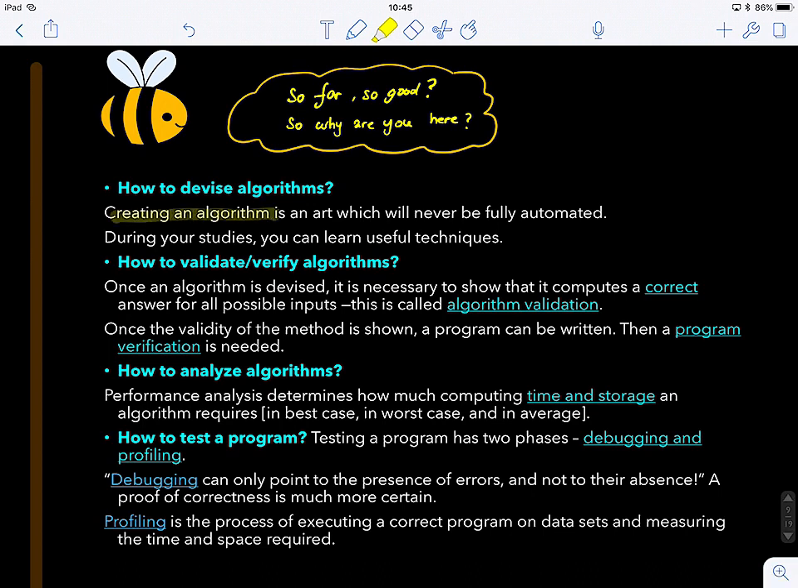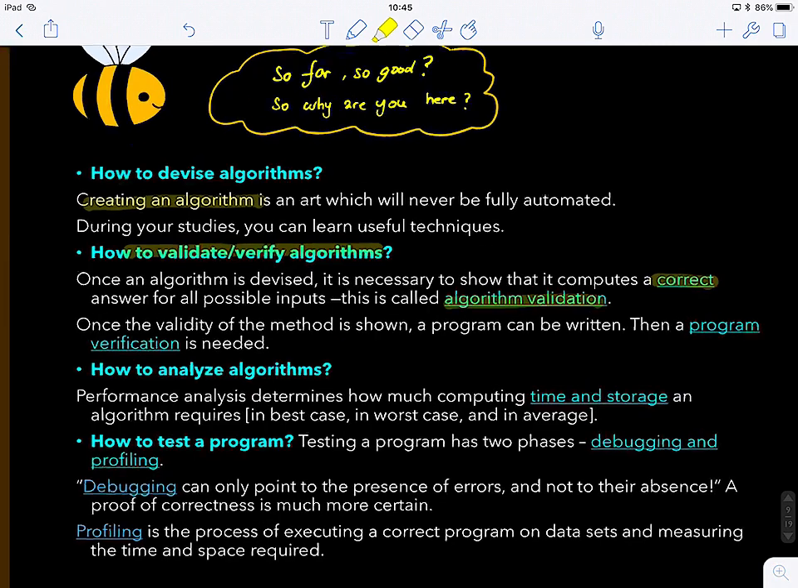How to validate and verify an algorithm. As I mentioned, there are ways of proving the correctness of an algorithm, validating it no matter what the input is. So this is something to think about. Is your solution correct? Is the output of your algorithm correct?